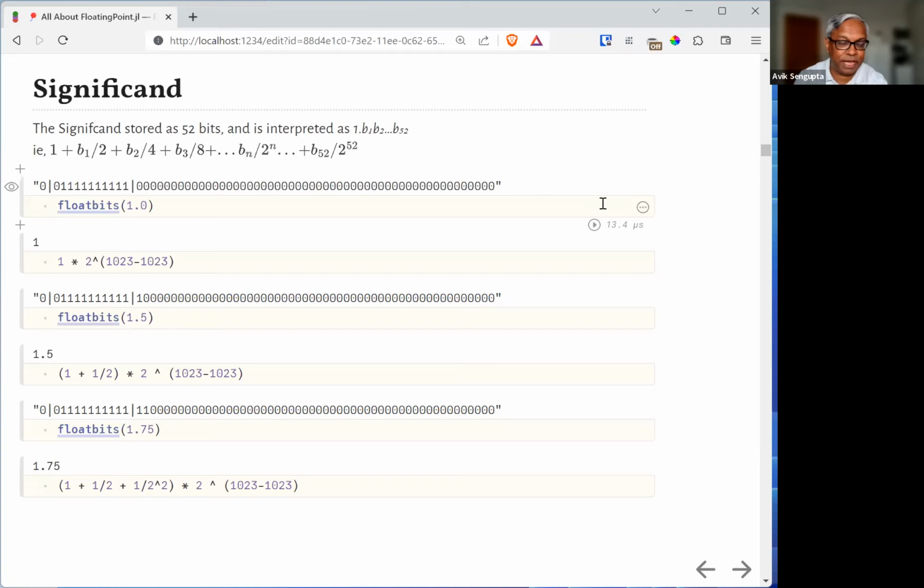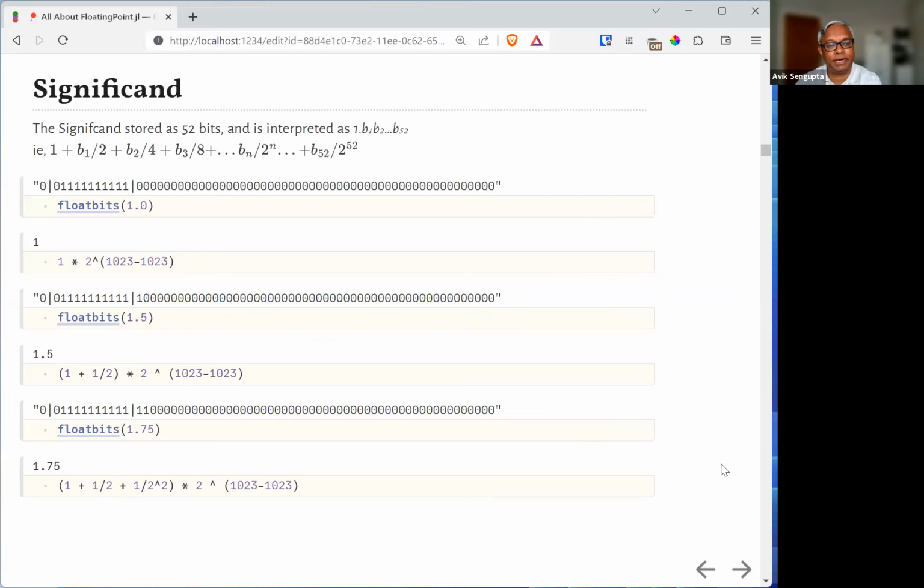If you do 1.75, you can do the same thing. It is 1 plus half plus 1/4, again times 2 to the power 0, because the exponent hasn't changed. And that adds up to 1.75, right? Hopefully that all makes sense. It looks somewhat weird, but once you learn how to convert it, it should be pretty obvious what's happening and how it's stored, right? Make sense?